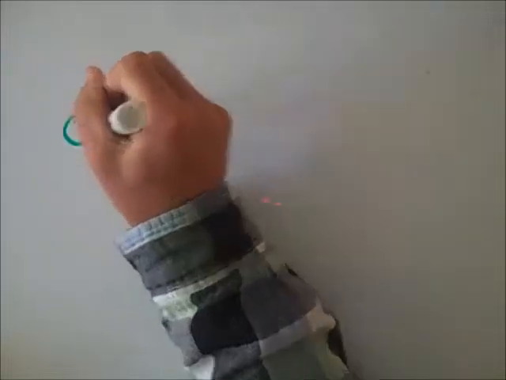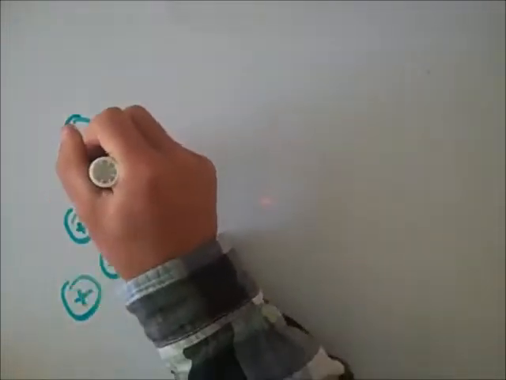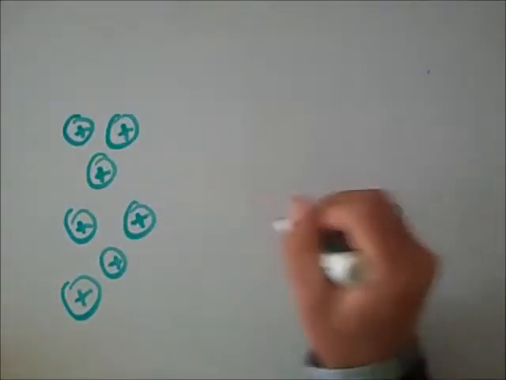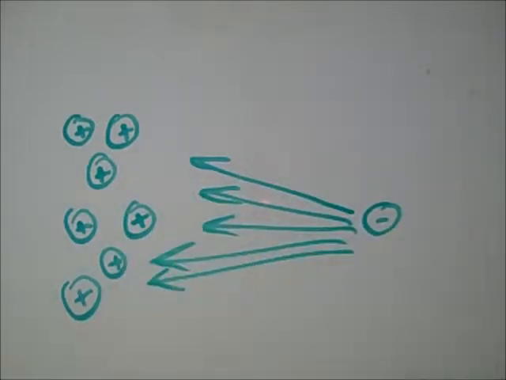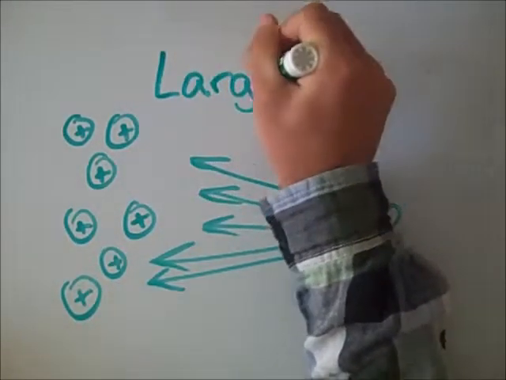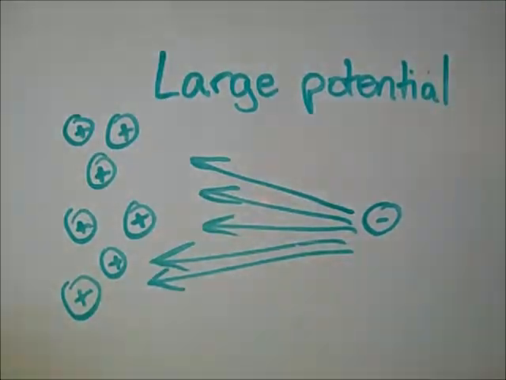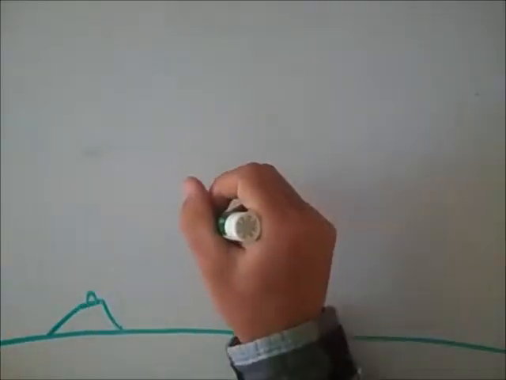Now say you have a whole bunch of positive charge on one side, say one side of a battery maybe, and you have a single electron on another. Well, there's going to be a lot of pull on that electron, so there's a high voltage pulling that electron towards the positive charges. Say we have three weights.